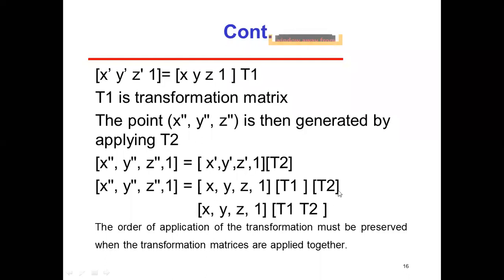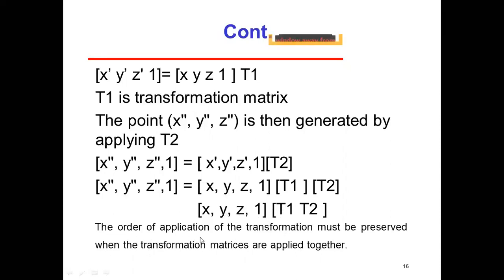So we will put here T2. Again, we are writing a similar thing: x, y, z, 1, and we will solve this matrix multiplication T1, T2. It means solve the multiplication of these two transformations, T1 and T2, and then this will be followed by x, y, z, 1. So first you can solve this matrix and then put here this value.